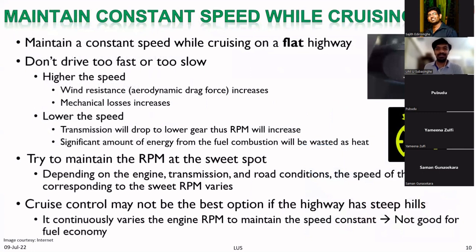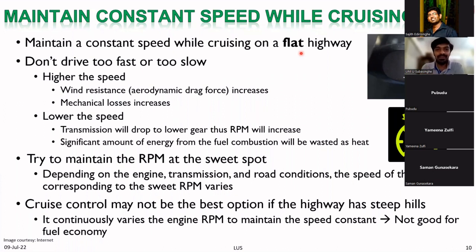Then comes another important part, that is maintaining a constant speed while cruising. Cruising means basically you are maintaining the same speed. Let's say you are driving on a highway, specifically a flat highway, no ups and downs, no hills and valleys, just a flat highway. On a flat highway, maintain a constant speed. Maintaining a constant speed means it's not a very high speed or a very low speed.